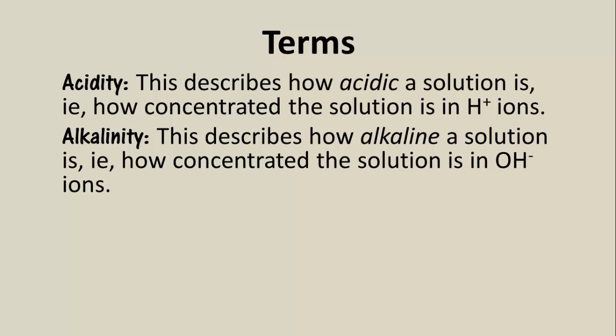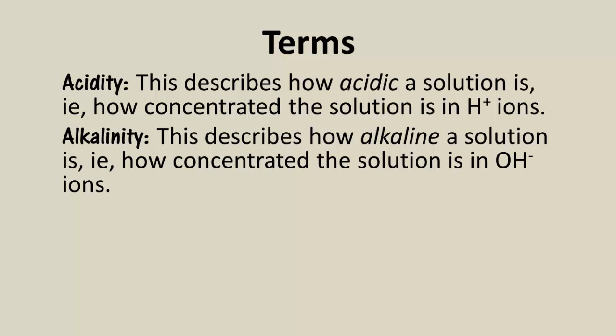Let's think a little bit about grammar at this point. Acidic and alkaline are adjectives, and acidity and alkalinity are nouns. That means you describe the solution as being acidic or alkaline, or you describe the acidity or alkalinity of the solution. It is important to choose the correct form of the word if you're writing a written description.